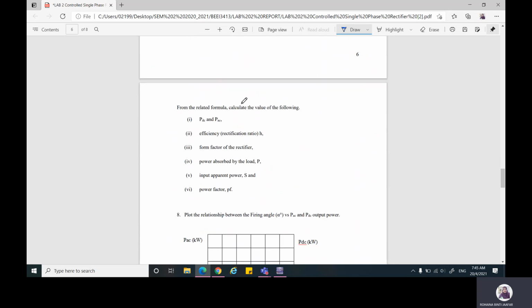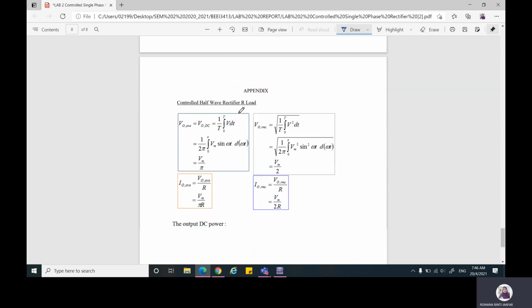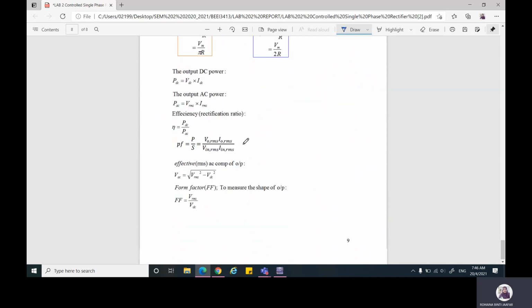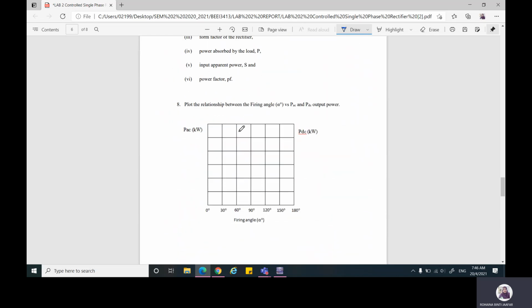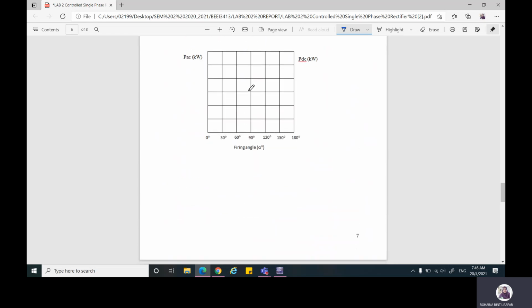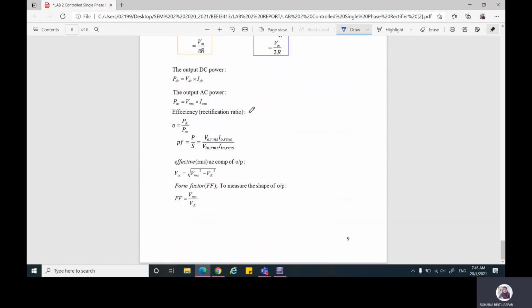So and then for the discussion, you need to calculate a few more parameter here. So refer to all the formula attached here. Okay. And then you have to plot the relationship between firing angle, PAC and PDC in this graph. And then do the discussion and then the conclusion. So these are the related formula you have to use to find new parameter here.